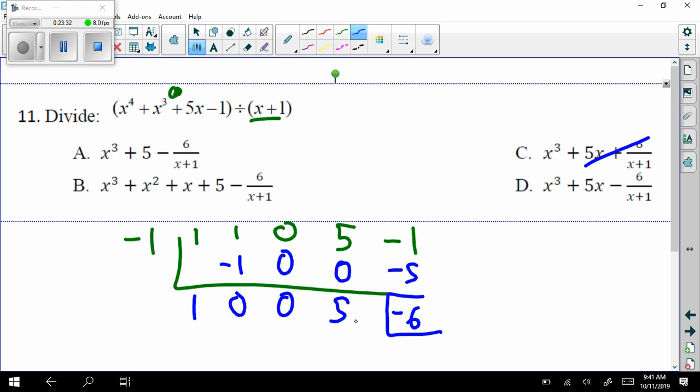And then this would be our constant term. Linear, quadratic, this would be our cubic. So this is 1x cubed plus 5 and then minus 6 over x plus 1. So that's A. E almost tricked me. I almost didn't see that.